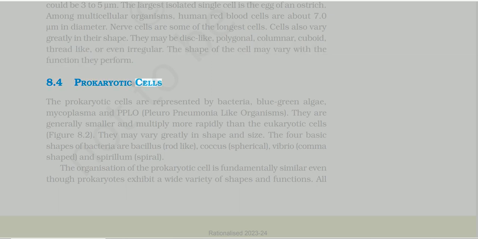8.4 Prokaryotic cells. The prokaryotic cells are represented by bacteria, blue-green algae, mycoplasma and PPLO, pleuropneumonia-like organisms. They are generally smaller and multiply more rapidly than the eukaryotic cells, Figure 8.2. They may vary greatly in shape and size. The four basic shapes of bacteria are bacillus (rod-like), coccus (spherical), vibrio (comma-shaped), and spirillum (spiral). The organization of the prokaryotic cell is fundamentally similar, even though prokaryotes exhibit a wide variety of shapes and functions.